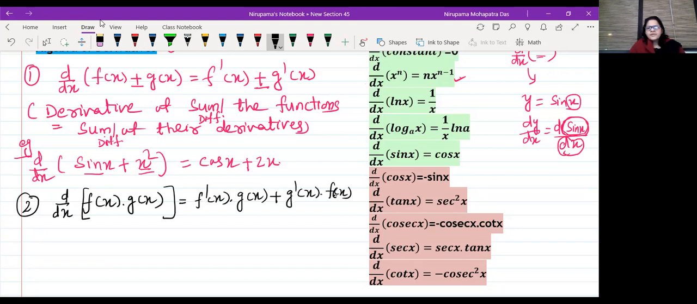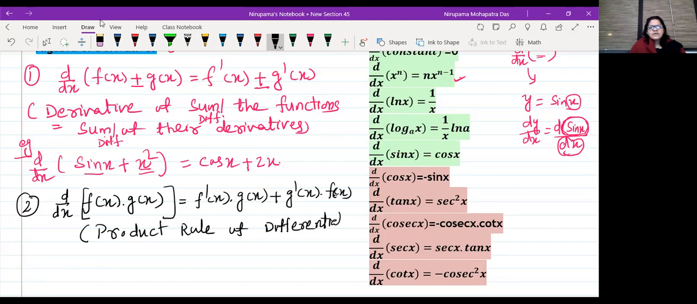It means what we can observe from here: we are differentiating one function at a time and the other function remains free. So this is called product rule of differentiation. We call it product rule of differentiation.